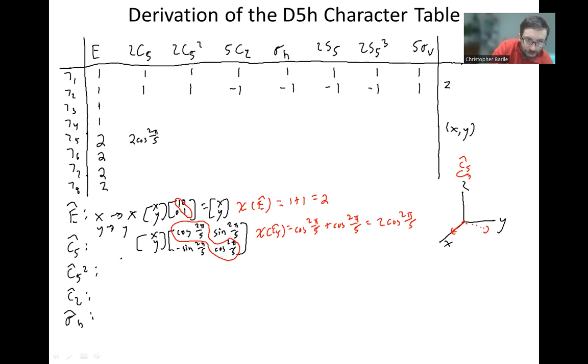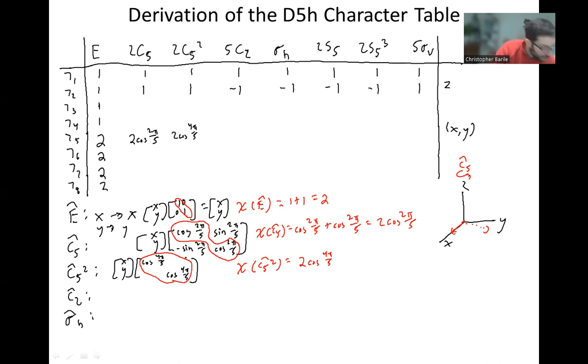Our C5 squared is going to be very similar, but now we're going to have cosine 4 pi over 5, right? Because we're doing a 144-degree rotation. We have to rotate twice as much. And cosine 4 pi over 5. And notice I'm not even bothering to write the signs because I know that when I do the trace of the matrix, I just care about this main diagonal. And so the chi of C5 squared is going to be cosine 4 pi over 5 plus cosine 4 pi over 5, which is equal to 2 cosine 4 pi over 5. And so that's going to be our character under the next class. What about the 5 C2?